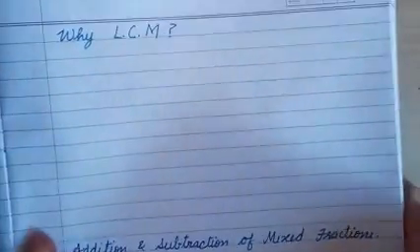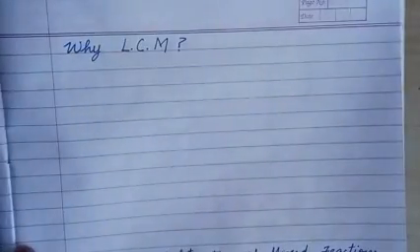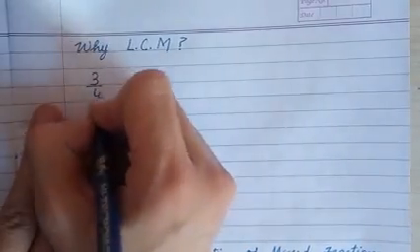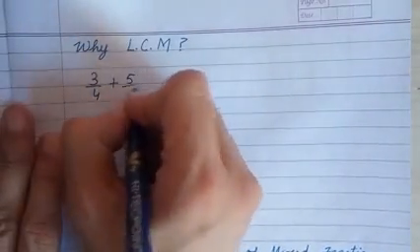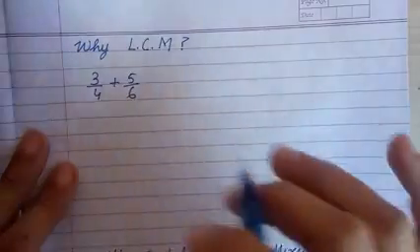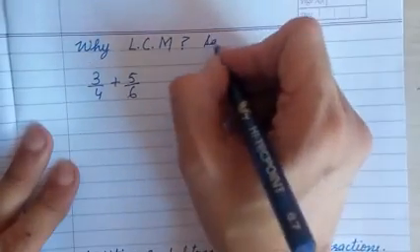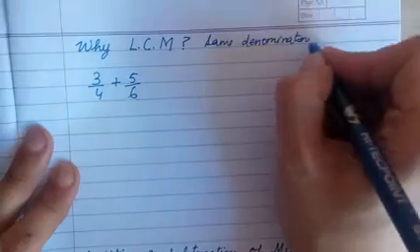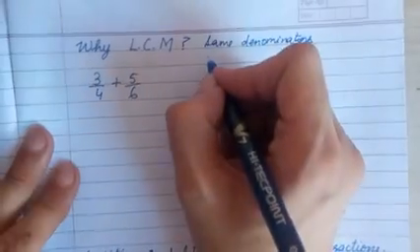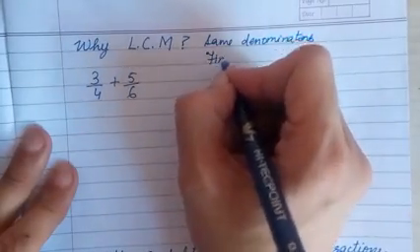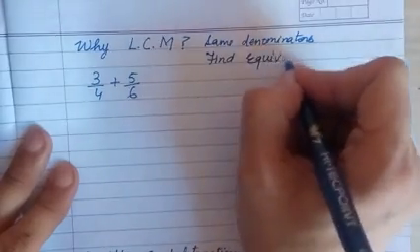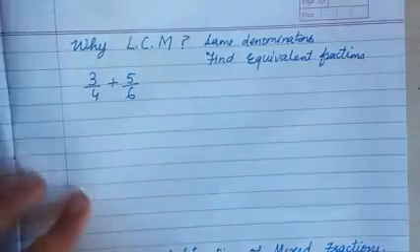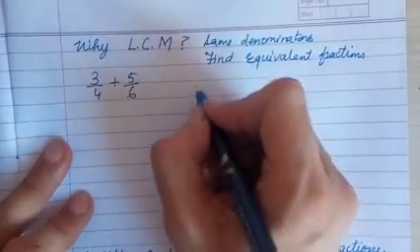Now let us find out why we need LCM. Take one example, 3 by 4 plus 5 upon 6. Till now you have studied that we want the same denominators, and for finding the same denominators we find equivalent fractions. Okay, now we will find the equivalent fractions of 3 by 4.